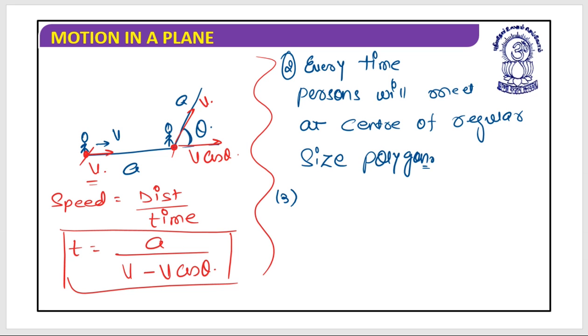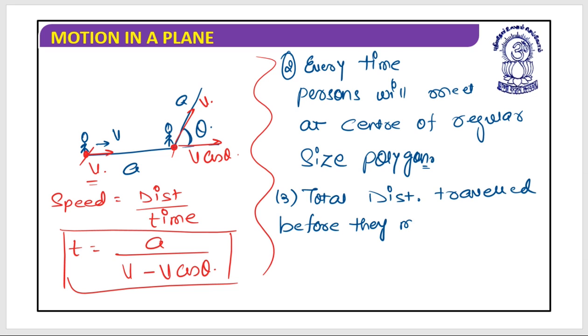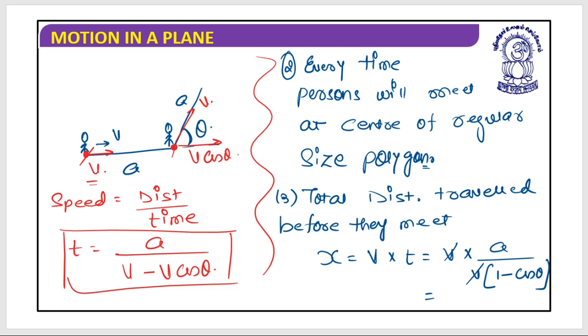And third, the total distance traveled before they meet. So total distance traveled will be equal to v multiplied by t. This is equal to v multiplied by a upon v into bracket 1 minus cos theta, and this is a upon 1 minus cos theta. I hope these things are clear.